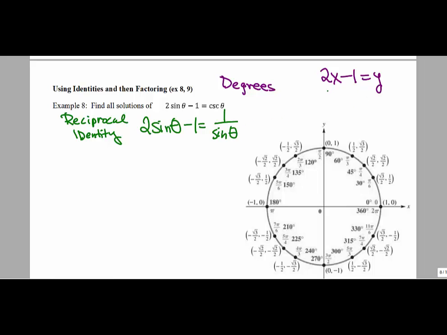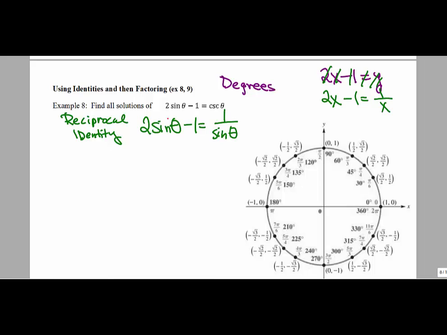And if we think back to the algebra now, that looks like this now. 2x minus 1 equals 1 over x. So we have 1 over sine, and we said sine was like x. So now we have this. Well, how would we have solved this in algebra? Well, we want to multiply everything through by x so that we don't have a variable in our denominator anymore. We're going to do the same thing here.